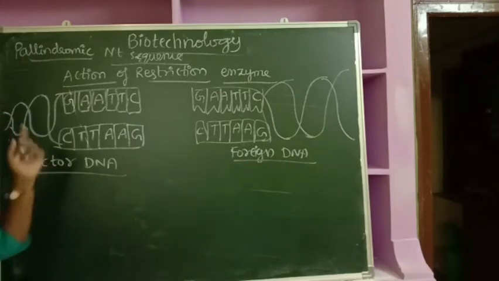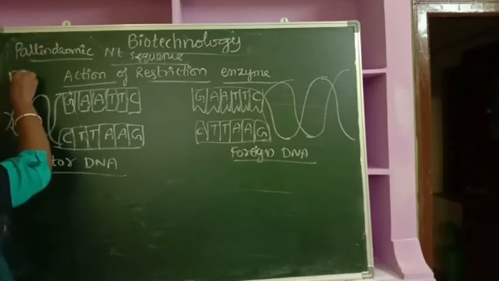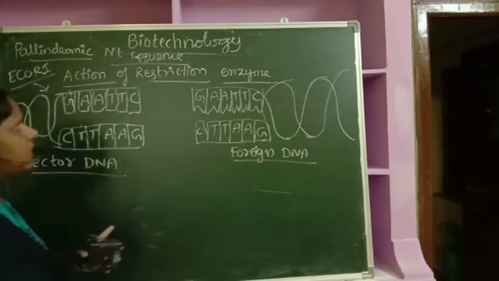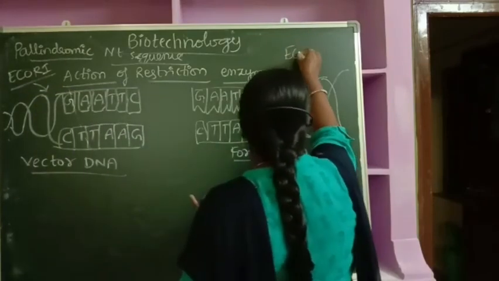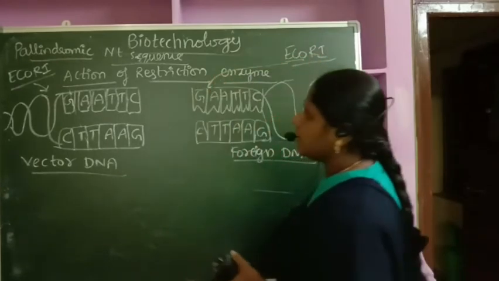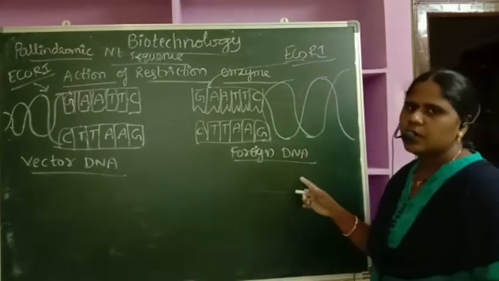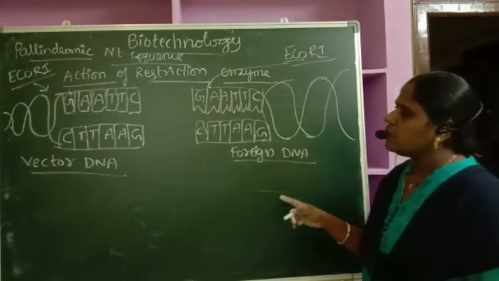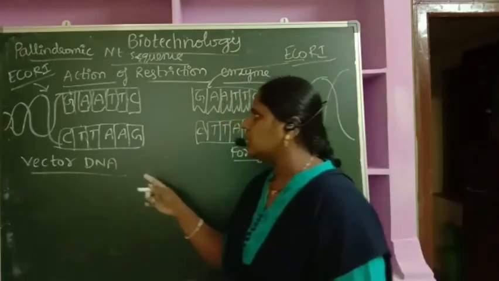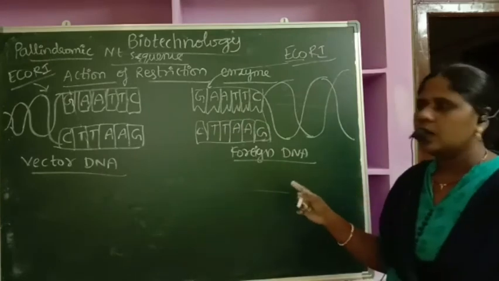Now let us see the action of restriction enzyme. Where exactly does it cut? Let us take the action of EcoR1. When EcoR1 enzyme is applied here, we are applying EcoR1 here also. That means the same enzyme is applied for both the vector DNA as well as the foreign DNA. The same type of EcoR1 which we are using to cut the vector DNA is the one we are using to cut the foreign DNA.